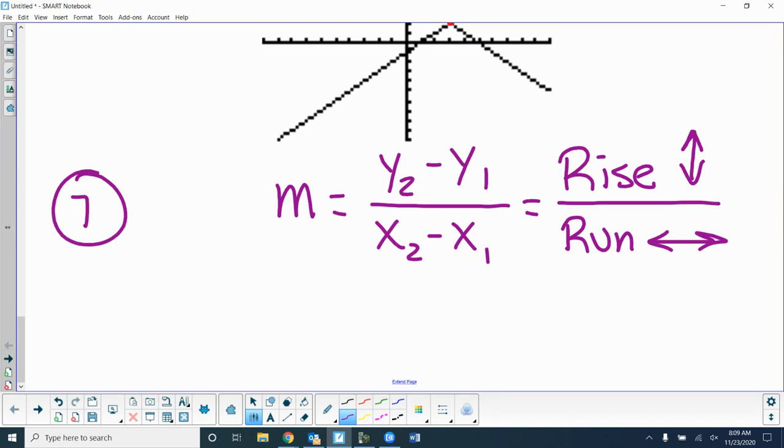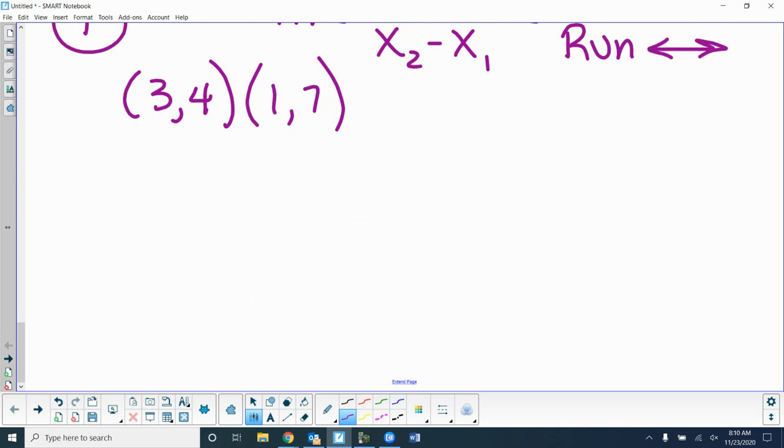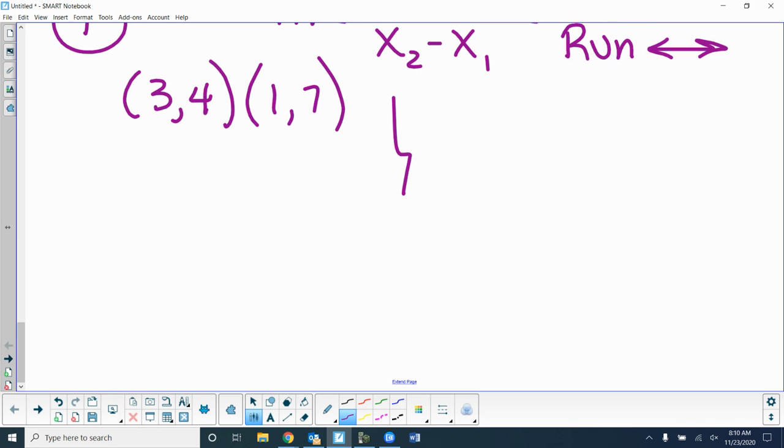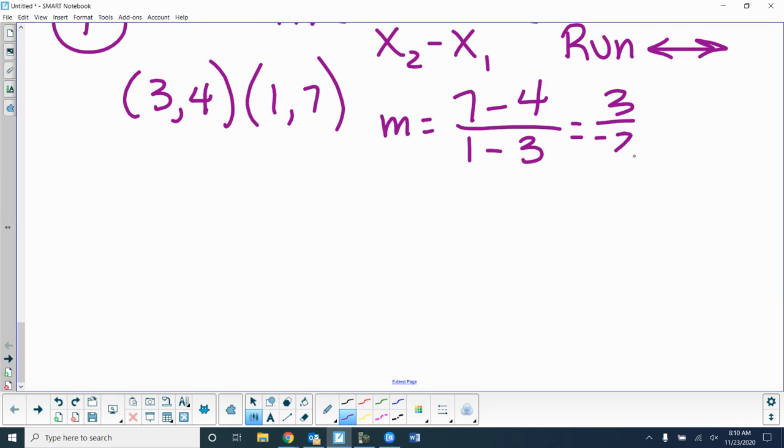Okay? So for 7, the points 3, 4 and 1, 7, you just use your formula. So the second y, 7, minus the first y, 4, over the second x, 1, minus the first x, 3, would be 3 over negative 2. That's all I'm asking for, is the slope. Again, easy problem. You should be able to do that.